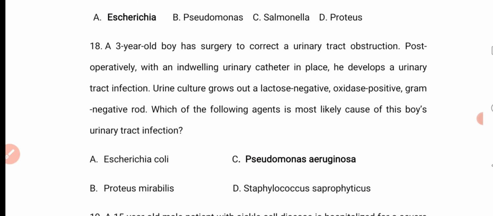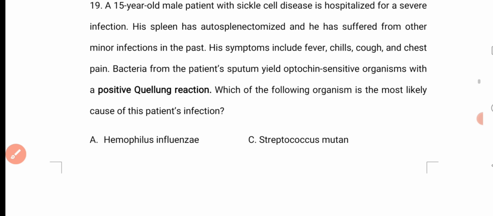Okay, so the most common cause of nosocomial or hospital acquired infection, because this infection is hospital acquired. So the most probable bacteria is Pseudomonas aeruginosa, because it's the most common bacteria in nosocomial infections or hospital acquired infections. So the correct answer will be C. Pseudomonas aeruginosa is the most probable bacteria in this case.